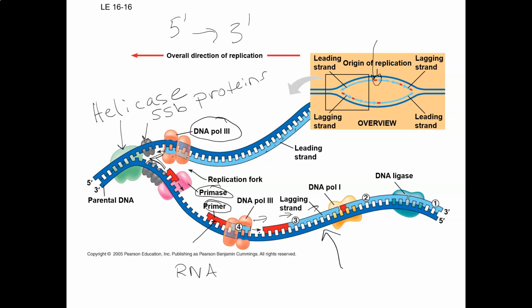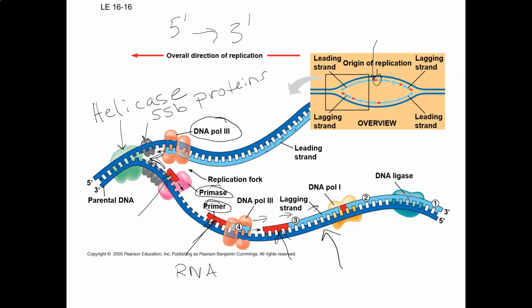Therefore, on the other strand that they call the lagging strand, it's a lot harder because you have to make a bunch of little primers. See them, the red things? You have to make a bunch of little primers, and then the DNA polymerase 3 adds new nucleotides to that primer, away from the replication fork, until it gets to the next primer. So you're building it in pieces. You've got primers at intervals, and then pieces of DNA in between.